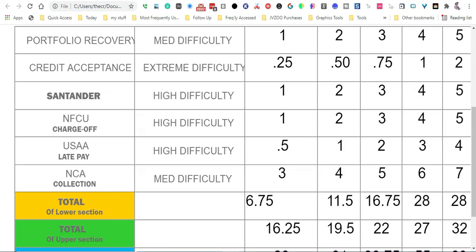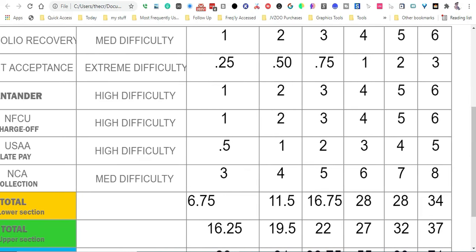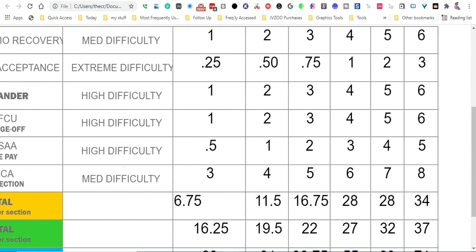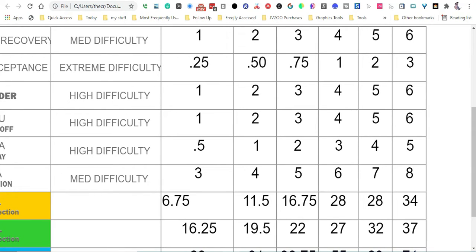Okay, so Santander, NFCU, and USAA, they all have high difficulty, but we're only going to talk about Santander and NFCU, and then we'll go to USAA. So they have high difficulty, with the highest being round 6, and then USAA actually starts at a 0.5, so your highest probability is going to be around 7 through 9.